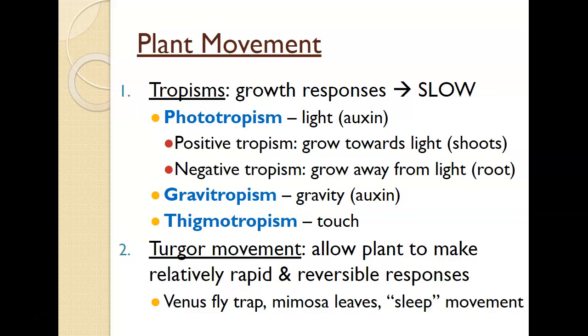If you can imagine, the fly lands on a Venus flytrap and then it snaps shut, and then eventually it'll open itself again. So that's the quick process that a plant could do in response to the stimulus of a fly landing on the leaf.